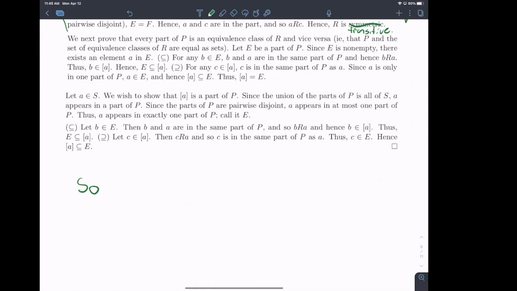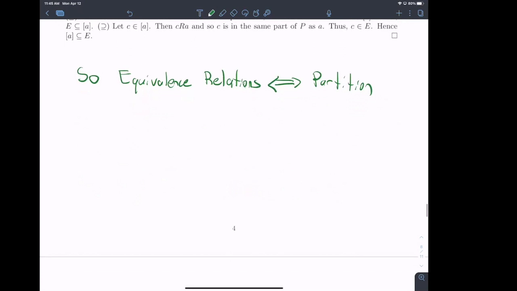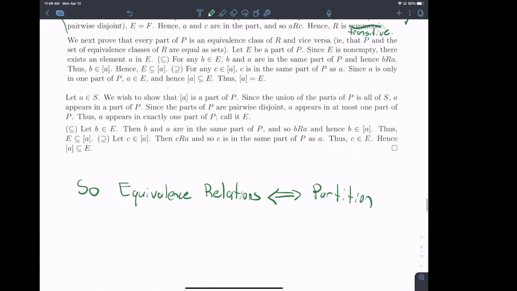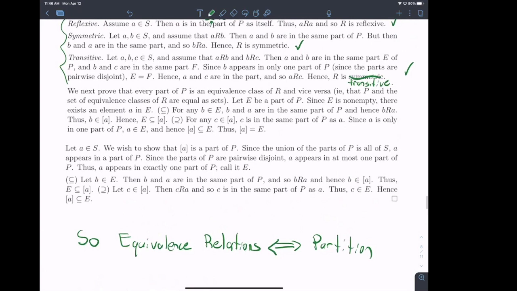Okay, so the big takeaway from these theorems is: if I have an equivalence relation on a set, that gives me a partition. If I have a partition on a set, that gives me an equivalence relation. So we're really talking about the same thing at the end of the day. Any questions about the theory before we take a look at some examples together?